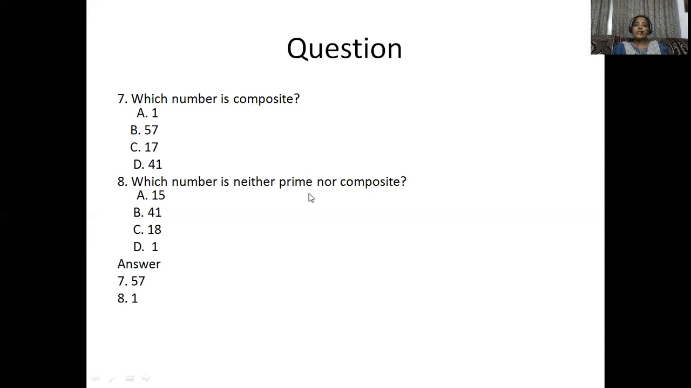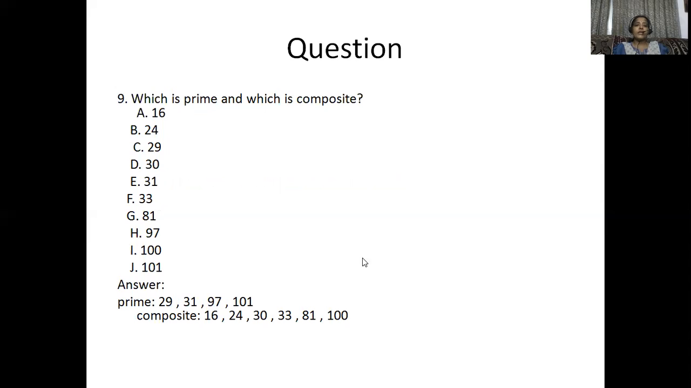Which number is neither prime nor composite? Simple. A 15 is composite. B 41, C 18 is composite. D 1 is neither prime nor composite. The option is D. The next question.